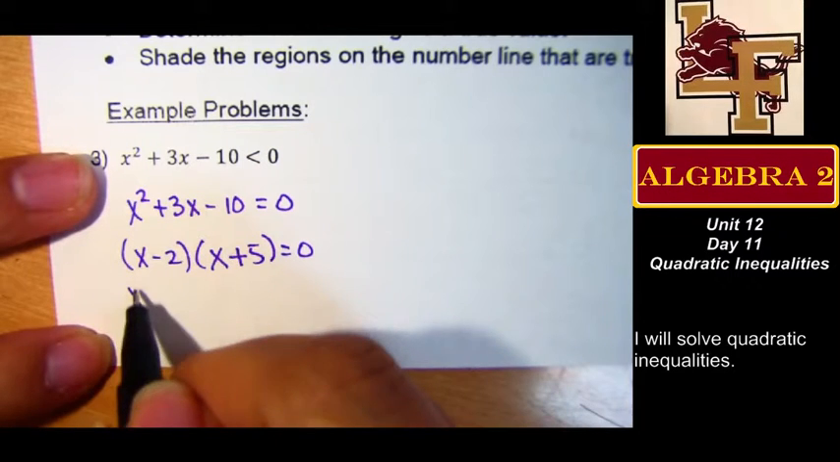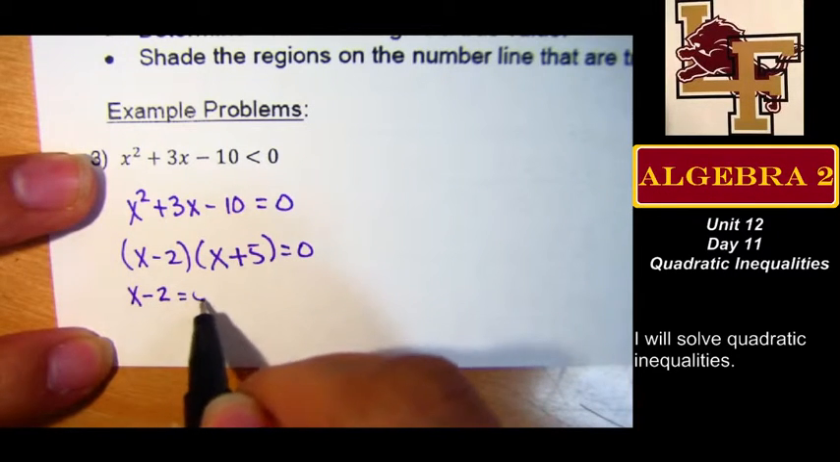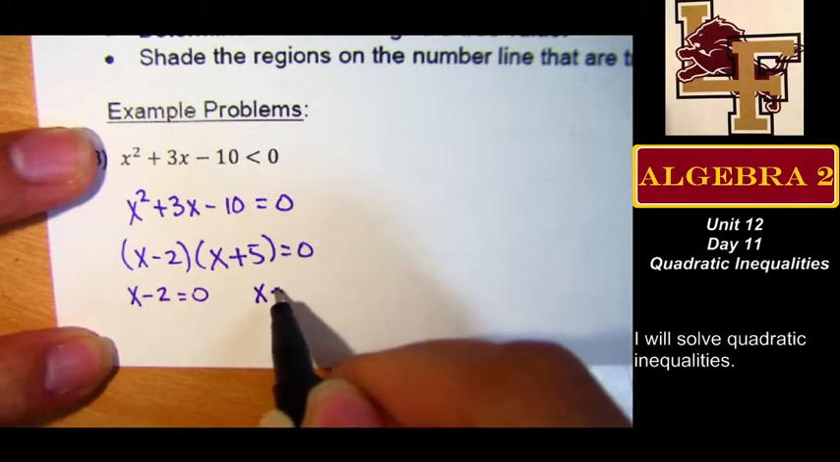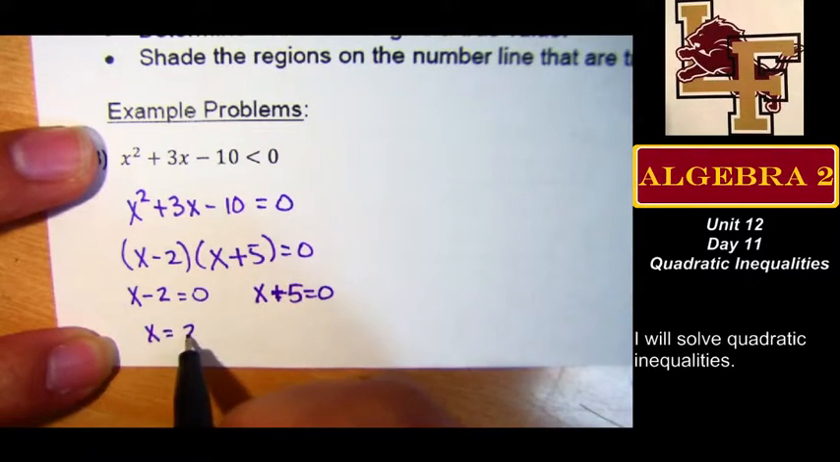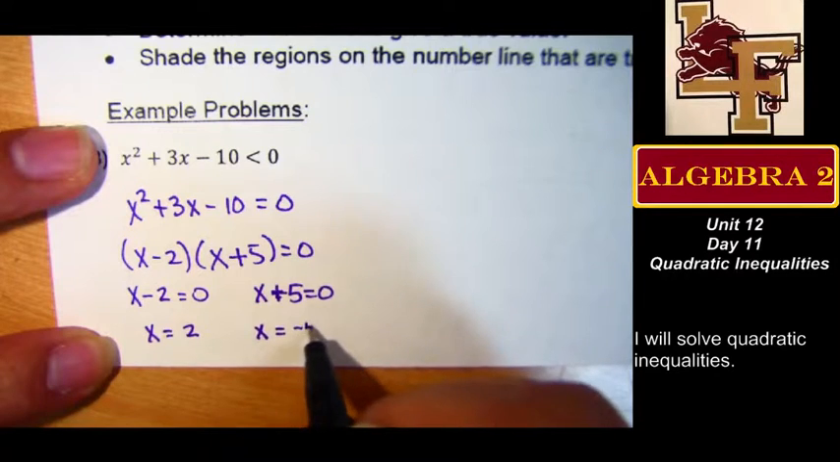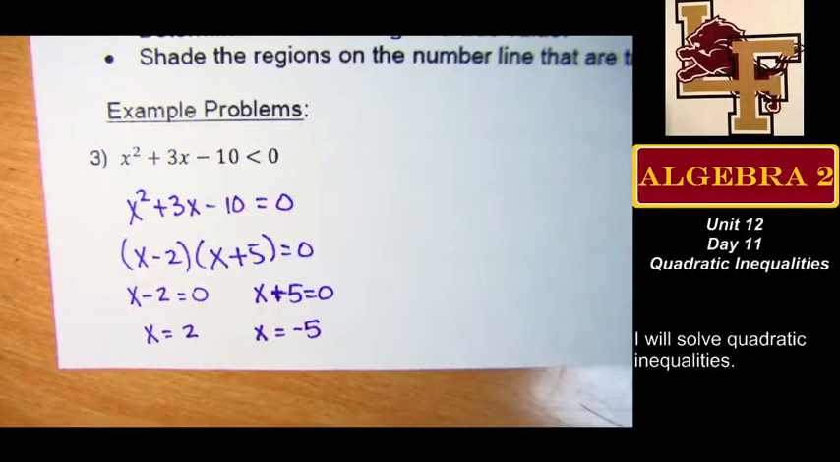Now that I have it like this, I can set each one of these factors equal to 0 in order to figure out what the values of x are. They're my values. That was the zero product property. No big deal, right? Okay.